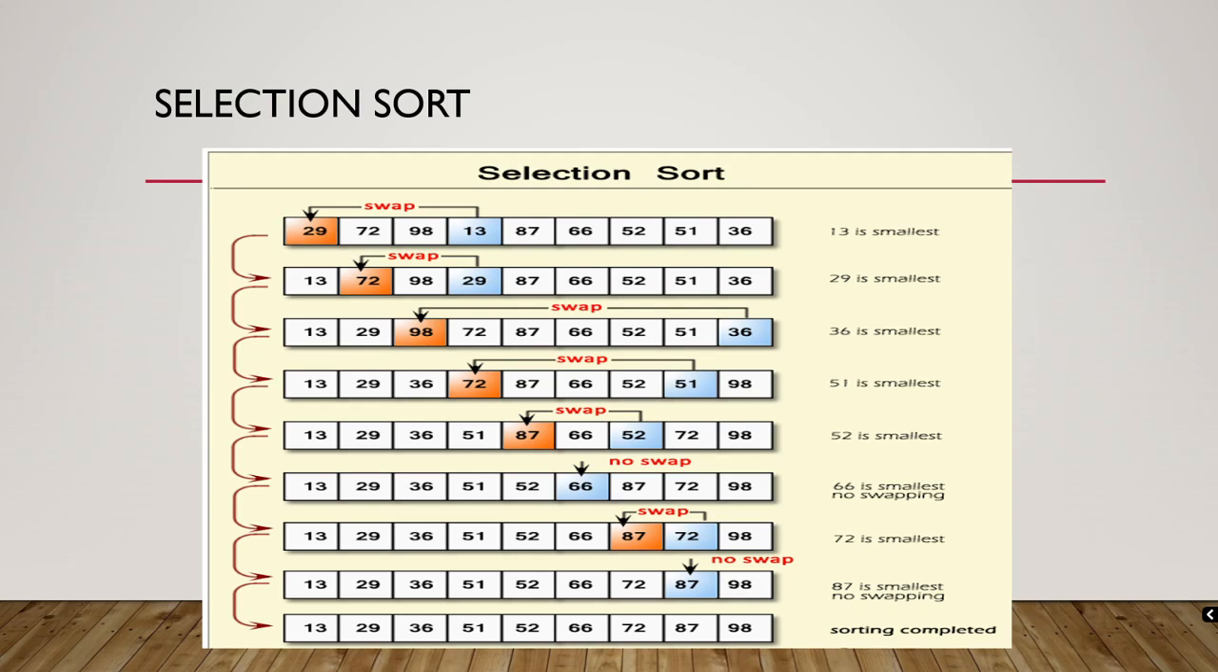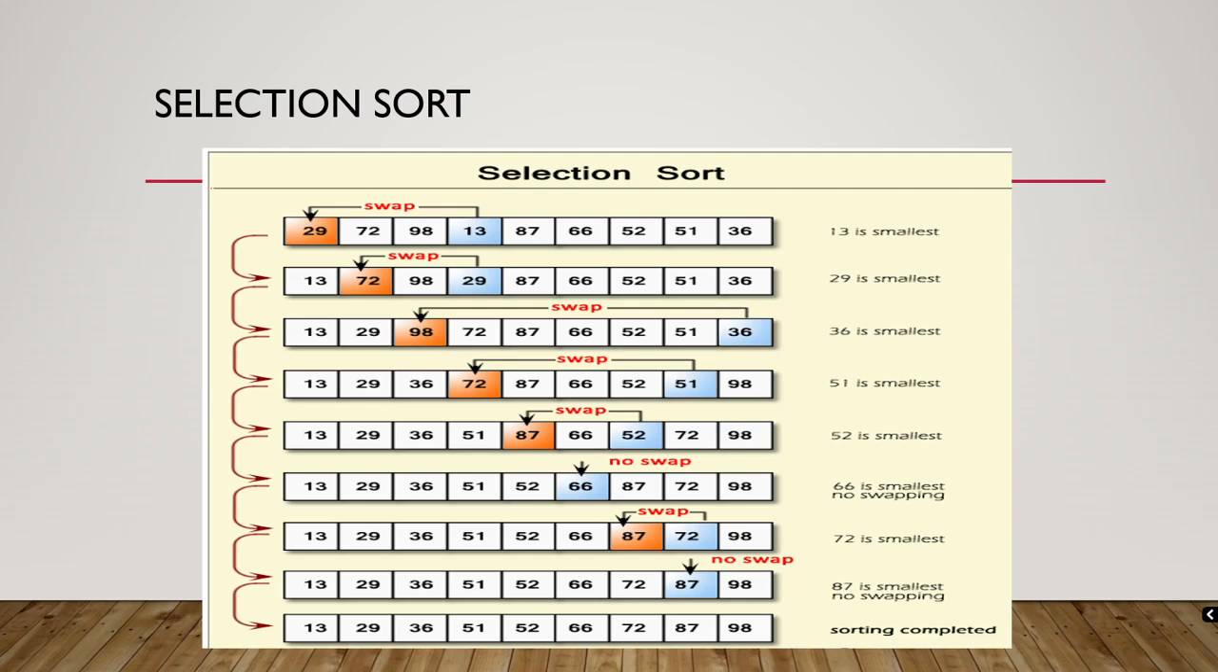Welcome everyone. In this section, we will learn about the selection sort. So selection sort is a simple sorting algorithm. This sorting algorithm is an in-place comparison-based algorithm in which the list is divided into two parts, the sorted part at the left end and the unsorted part at the right end. Initially the sorted part is empty and the unsorted part is the entire list.